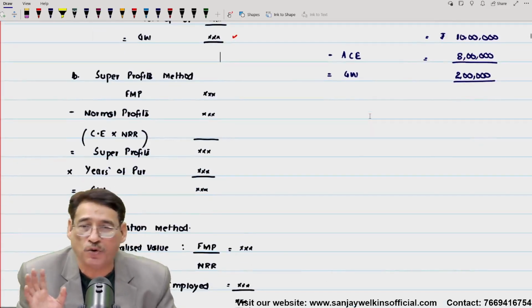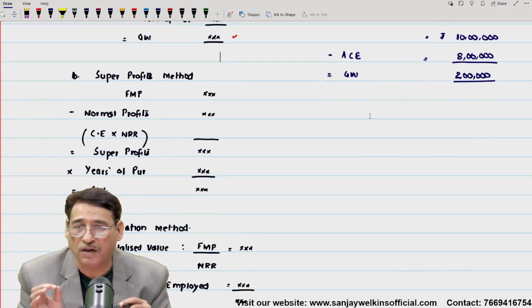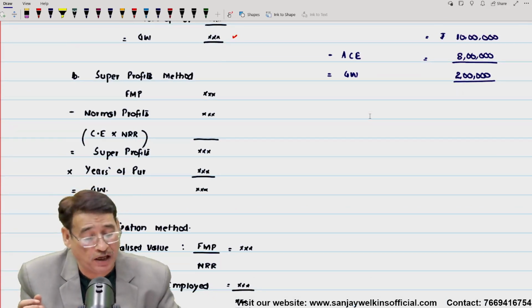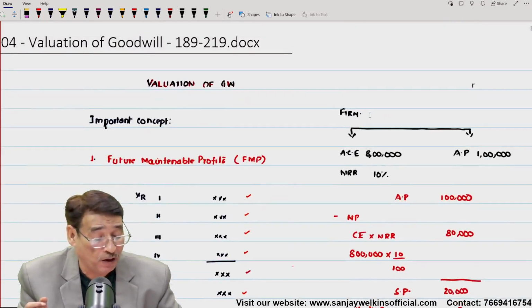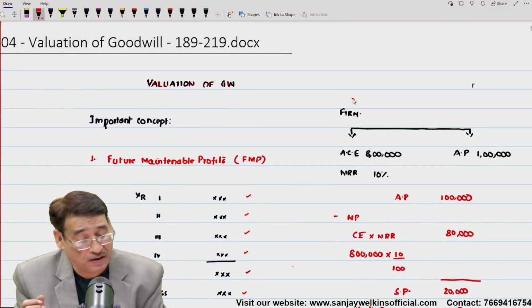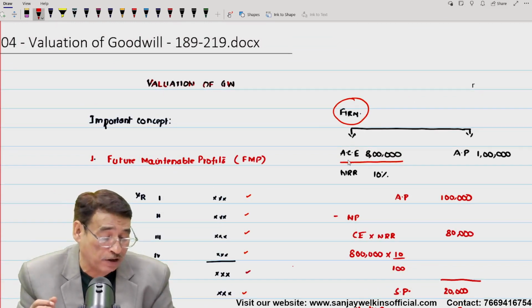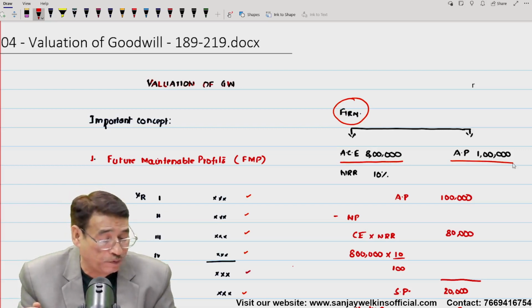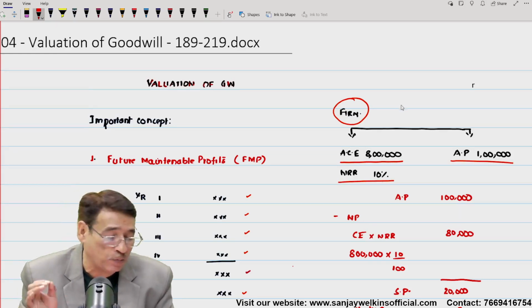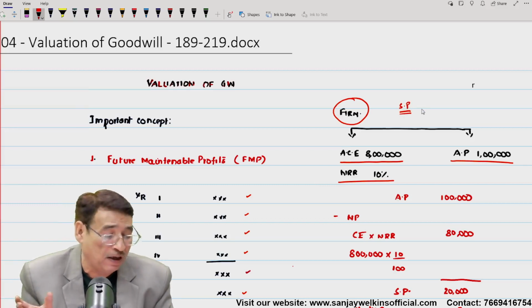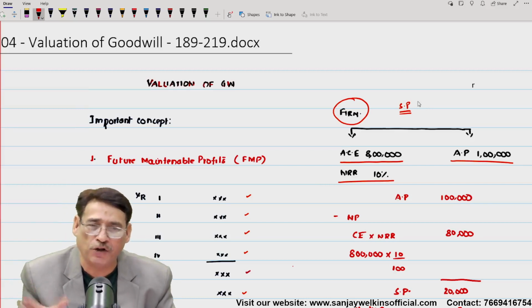Similarly, earlier you used to compute your goodwill by super profits method. Do you remember? Under the super profits method, how you used to compute the goodwill? I will simply just recap for you. Let us say there is a firm. This is a firm, correct? And this particular firm is having actual capital employed, ACE. Actual capital employed is 8 lakh and their actual profit is 1 lakh. And let us say normal rate of return is 10%. And let us say as per the agreement, profits need to be computed on the basis of super profits method. Let us say at 3 years or 2 years purchase, whatever you will like to take.